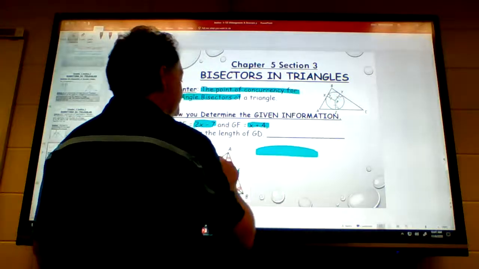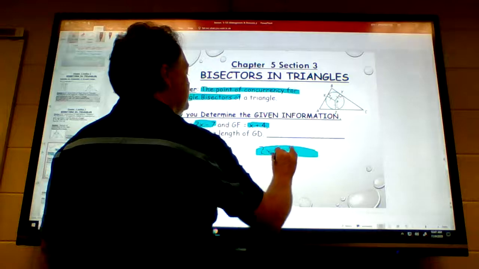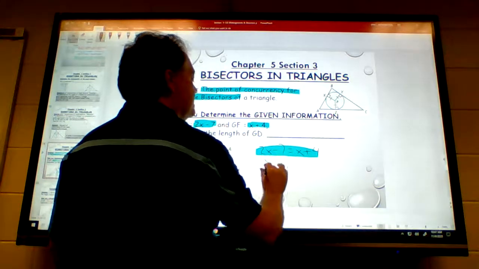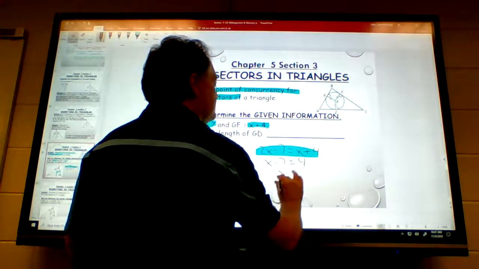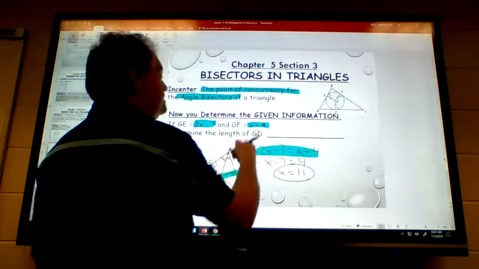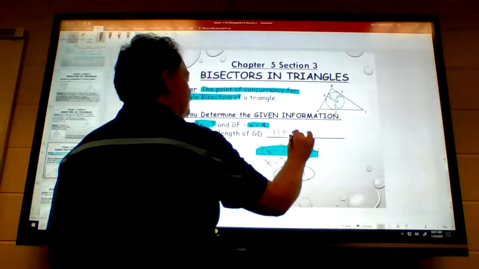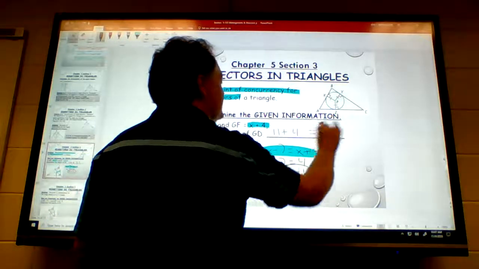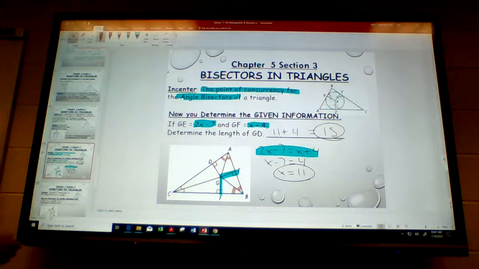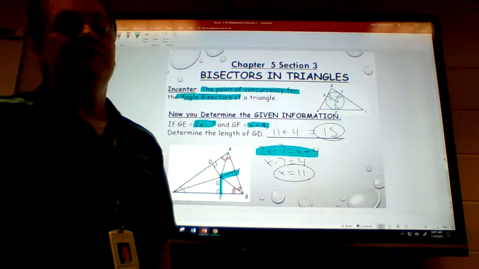So if I want to find the length of GD, all I got to do is 2x minus 7 equals x plus 4. Move the x over, I get x minus 7 equals 4, and so x equals 11. But I'm not looking for that. I'm looking for the value of GD, so I plug it into one of those two. So I go 11 plus 4, which is 15. That's what I'm looking for right there. That's all you have to do. Now, I will go ahead and fill in the rest of the examples so you could see it, but at least you saw one example of how that works.